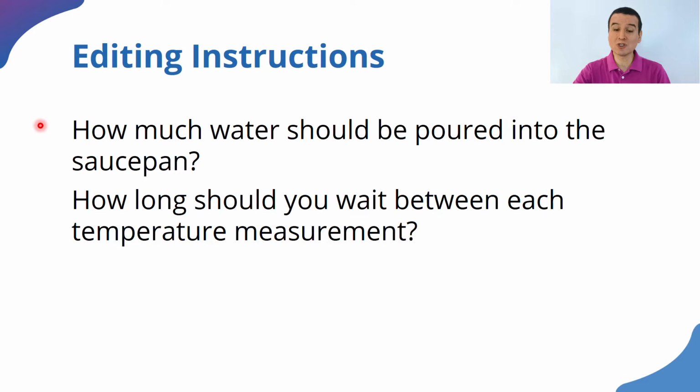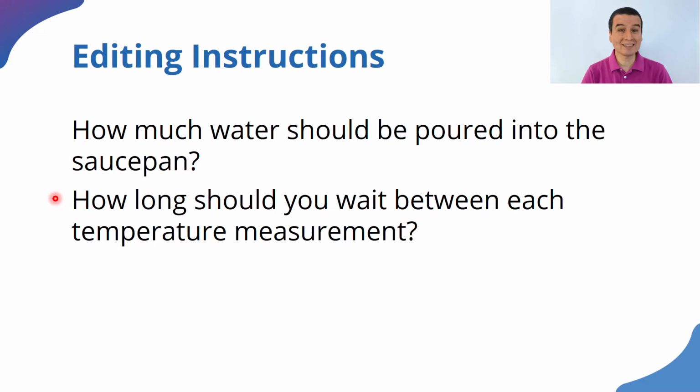How much water should be poured into the saucepan? How much water? 2 cups. Yes, 2 cups of water. 16 ounces, I think. Yeah. How long should you wait between each temperature measurement? Remember? 60 seconds. All right.